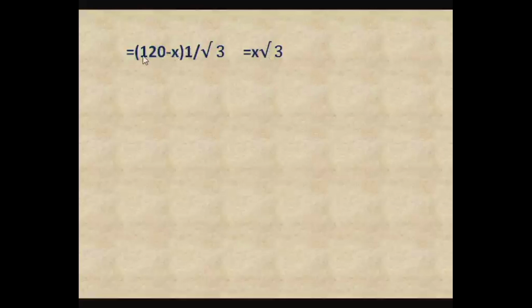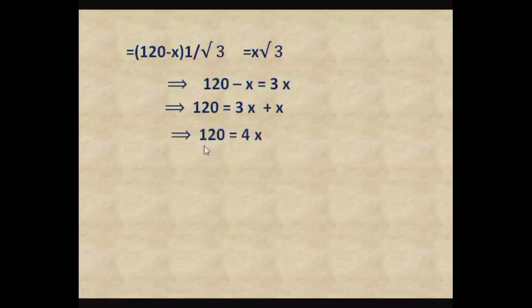Now, I am multiplying inside this and transposing this term to that side. It became 120 minus x into root 3 is 3x. If I took minus x that side, it becomes plus x. So, 3x plus x becomes 4x is equal to 120, and then if I bring this 4 to this side, it becomes 120 by 4. Hence, x is equal to 30. We found the value of x.